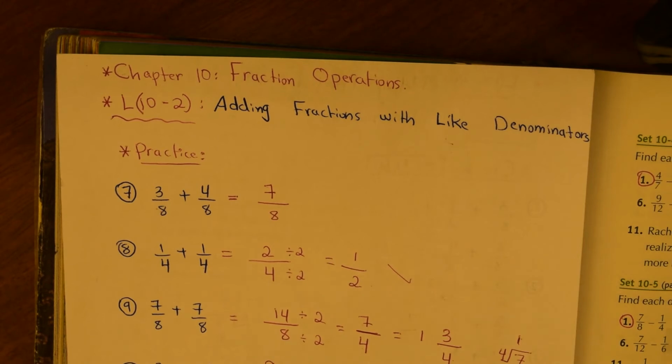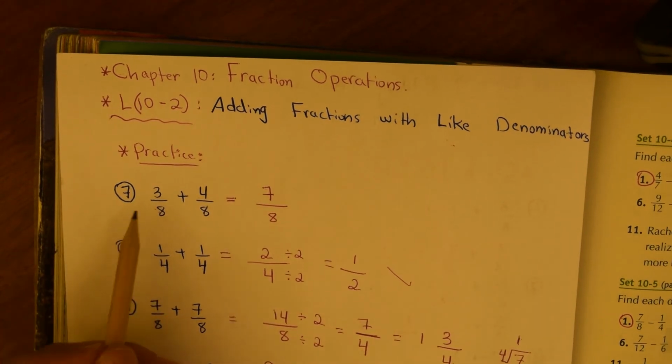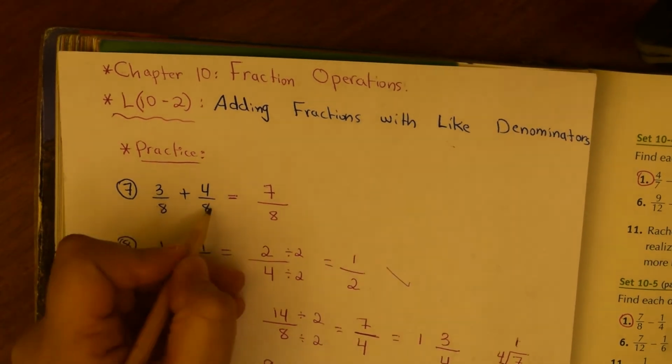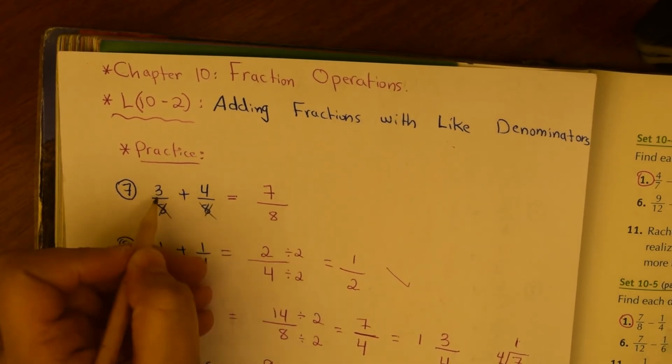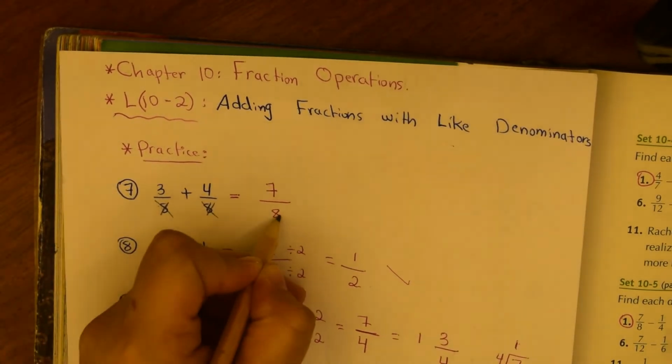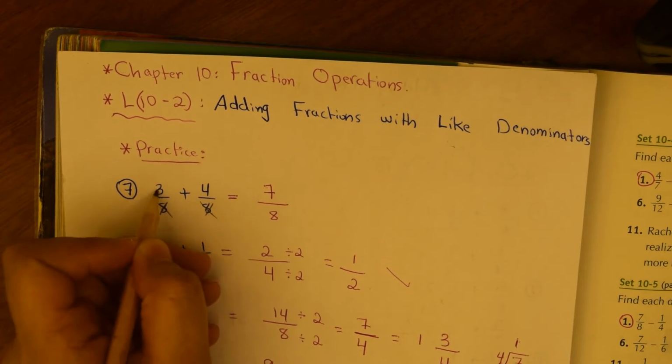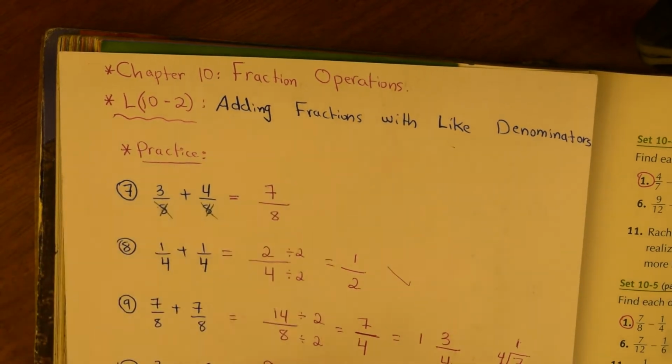We said we cannot add or subtract unless we have common denominators. So in this case here, I have 8 and 8. They are the same, so I will cross them. Then I will put 8, 8, 8. I will add the numerators. 3 plus 4 equals 7.